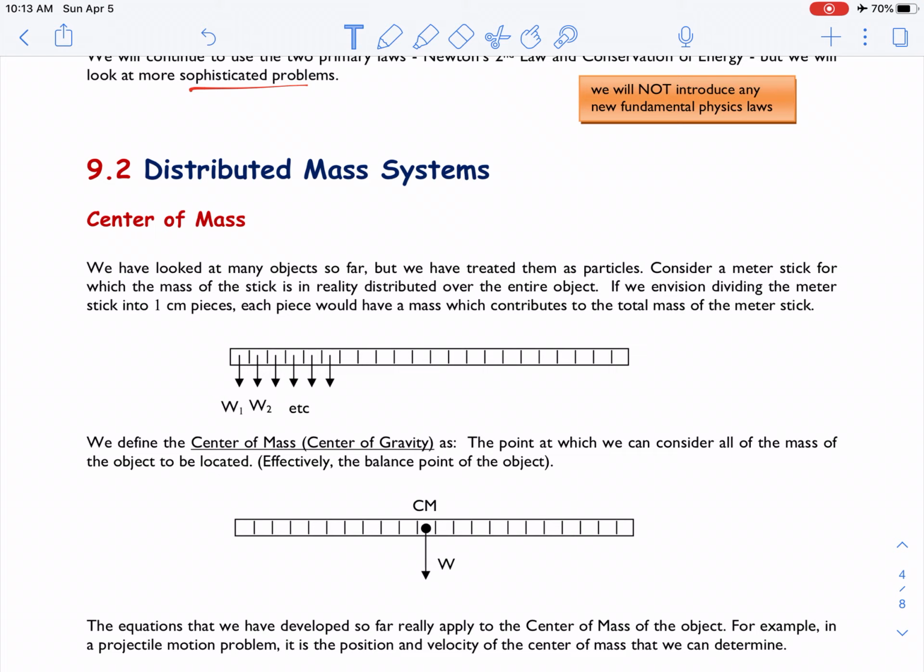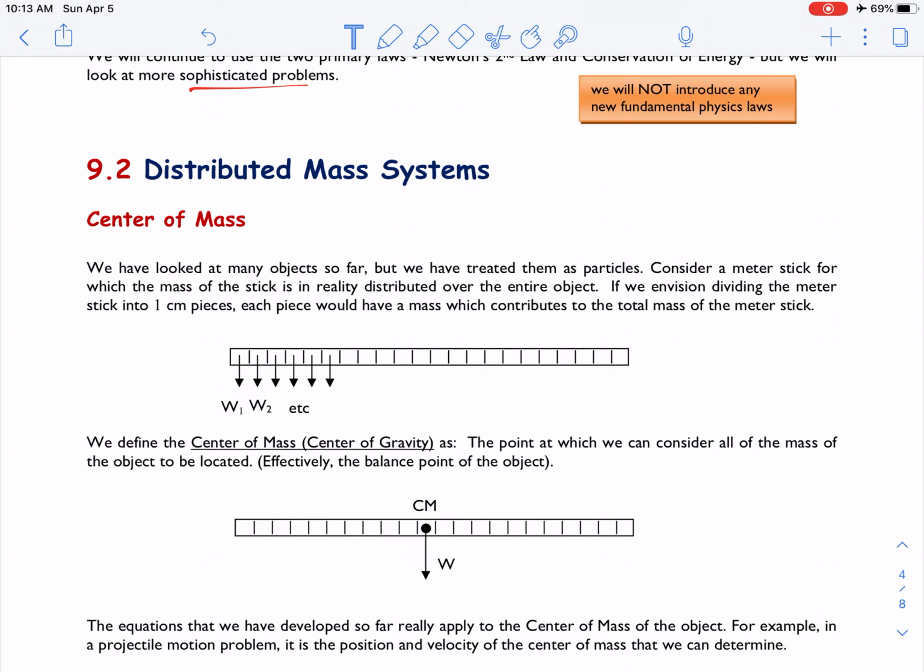Okay, so the center of mass acts like a particle, but the points on the object don't necessarily have the same direction or same speed, so the object itself doesn't act like a particle. But the center of mass does. So if we understand how to find and locate that point, then we can do what we've been doing for the other problems. So it's really straightforward. Okay, so let's try to understand what center of mass is.